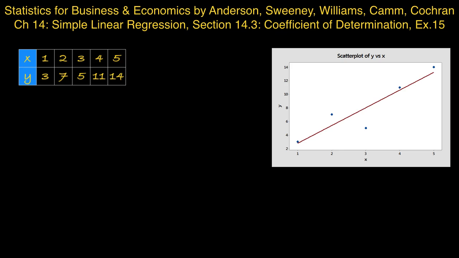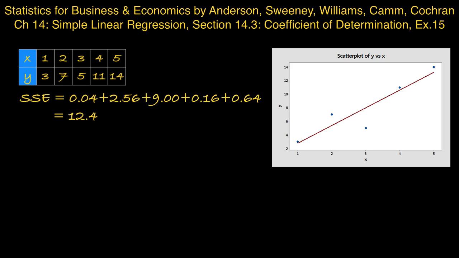Compute the sum of squares due to error, the total sum of squares, and the sum of squares due to regression using the equations in the textbook. So first of all, the sum of squares due to error.